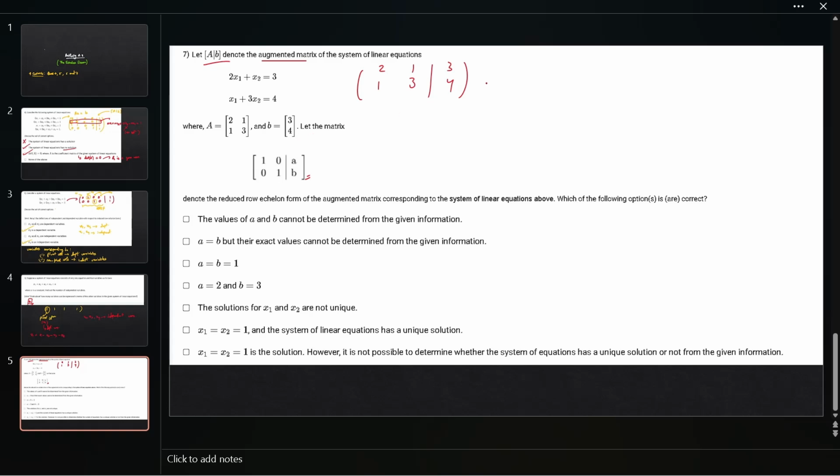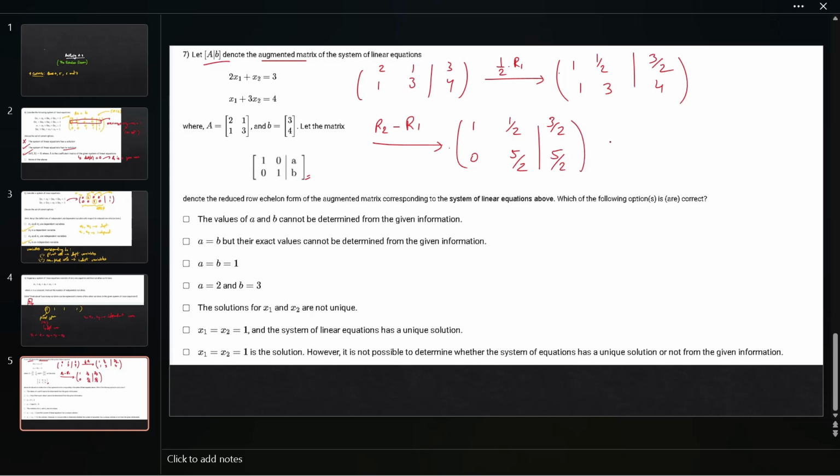Okay, the first operation that we can do is half of R1. So half of R1 will give us 1, 1 by 2, 3 by 2, and the R2 will remain unchanged. So 1, 3, and then 4. Okay. The next operation we can do here is R2 minus R1. R2 minus R1. So that would give us 1, 1 by 2, and then 0, and 3 minus 1 by 2, which is 5 by 2. And here we have 3 by 2. 4 minus 3 by 2 is 5 by 2 again.